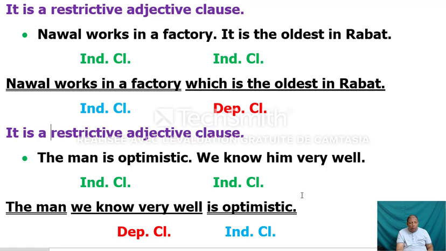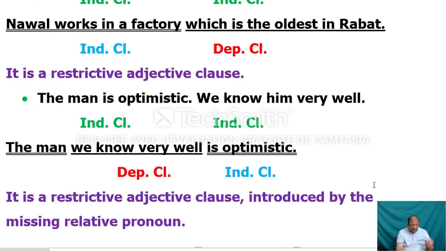The other one: The man is optimistic. We know him very well. Both of them are independent clauses. I want to combine the two: the man we know very well is optimistic. So this one is dependent, and the independent is the man is optimistic. The analysis: this is what we call a contact clause. It is a restrictive adjective clause introduced by the missing relative pronoun. It should be in this place, which is whom.